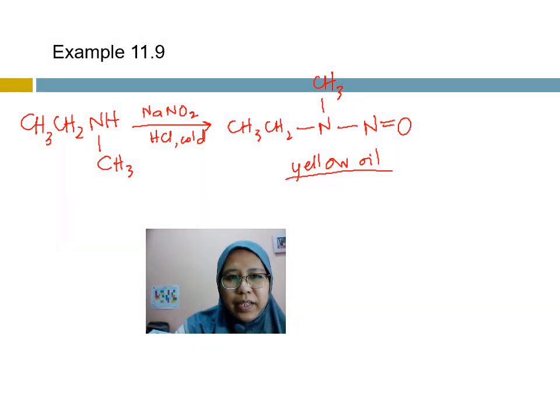11.9, where we have N-methylethanamine reacts with nitrous acid. We are forming a nitrosamine. Here is the R attached to the N from the amine, and this N is attached directly to the N double bond O, which comes from the nitrous acid. And the observation is you have to write yellow oil is observed.